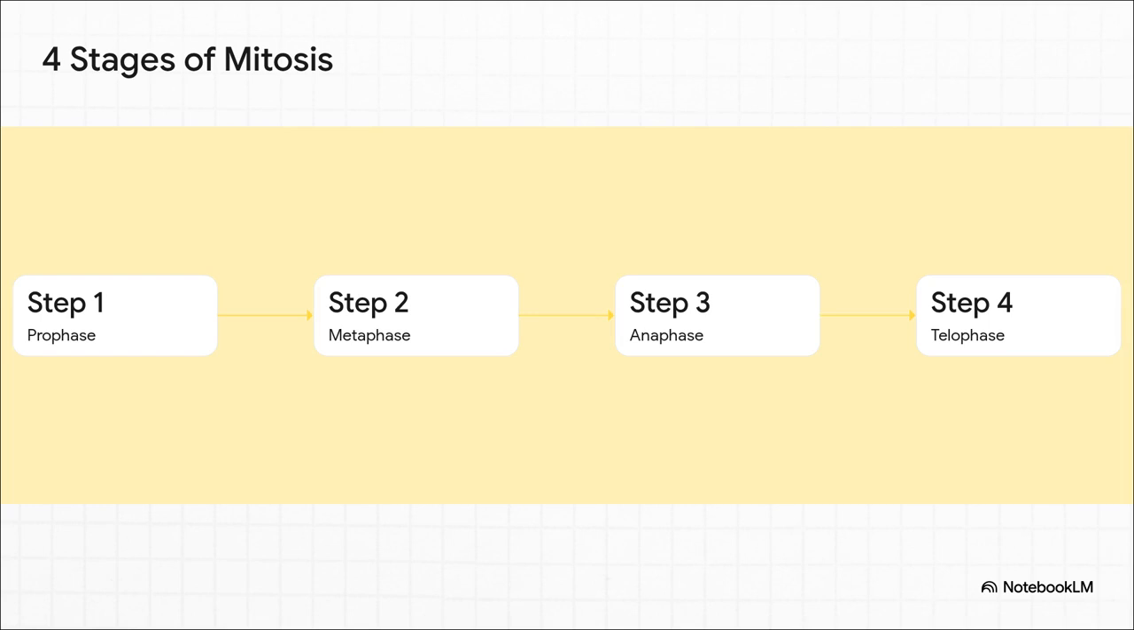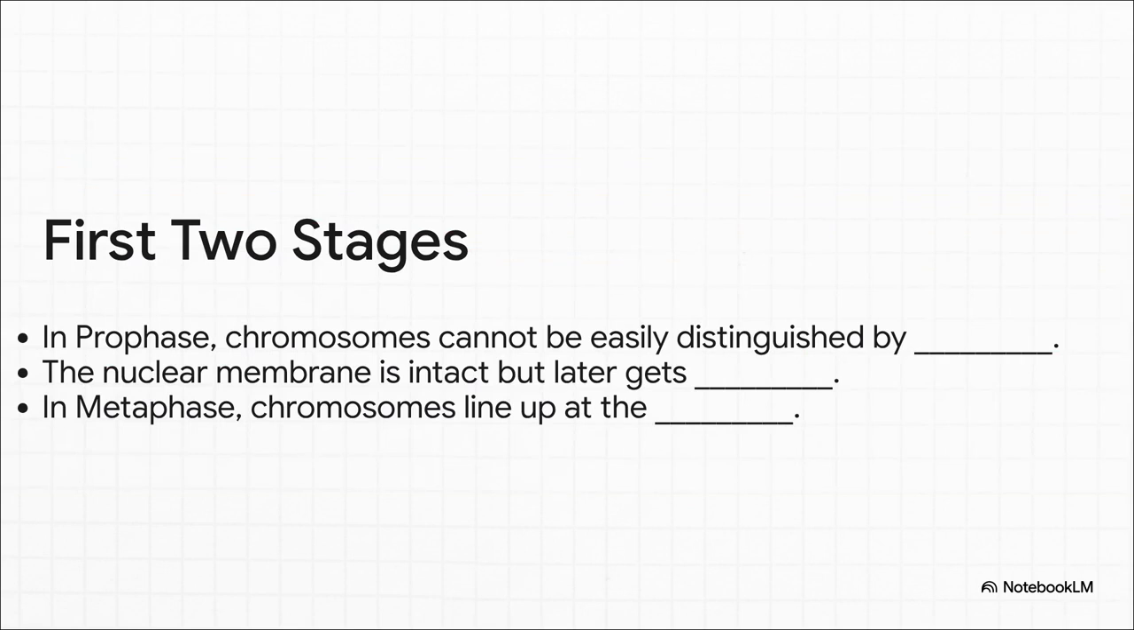It happens in four main stages: prophase, metaphase, anaphase, and telophase. A good way to remember the order is just PMAT. PMAT. Let's see what happens in each one. So let's look at those first two stages.